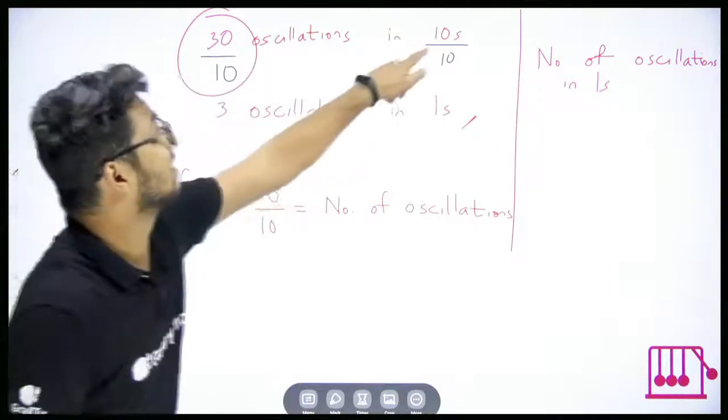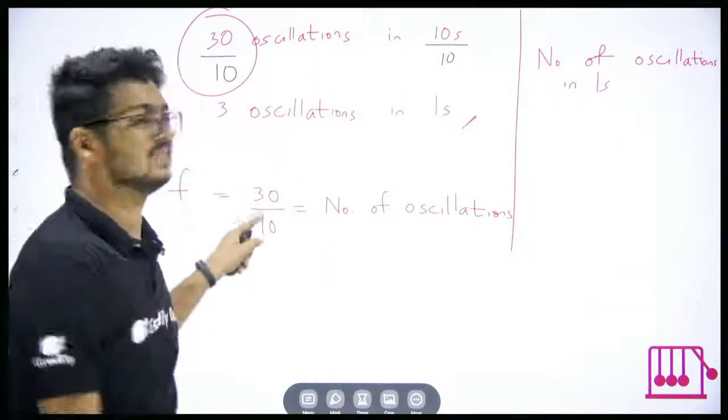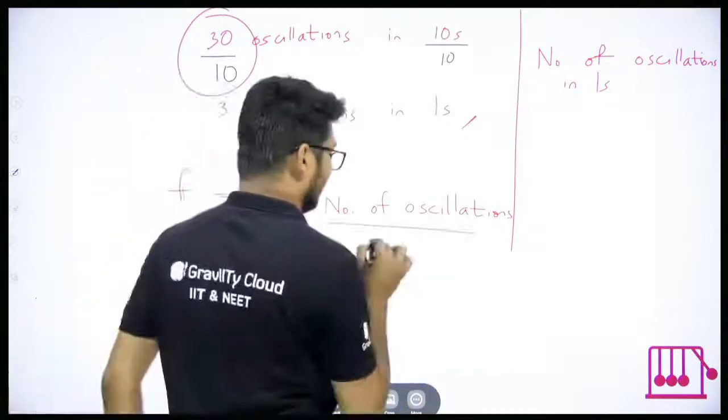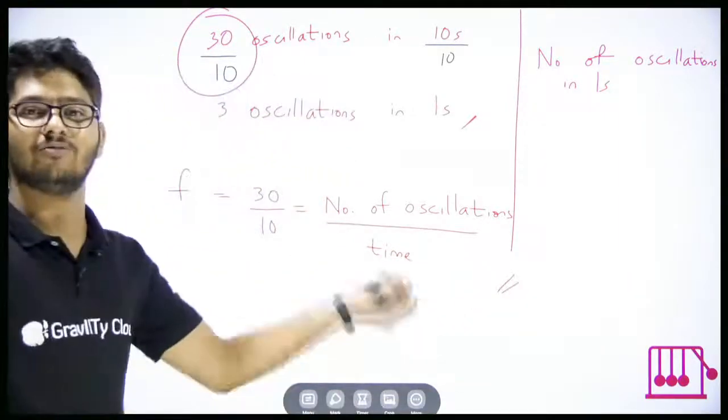And what is 10 here? 10 we got from time. Yes or no? So 30 is the number of oscillations and 10 is the time taken. That's it. We got the formula.